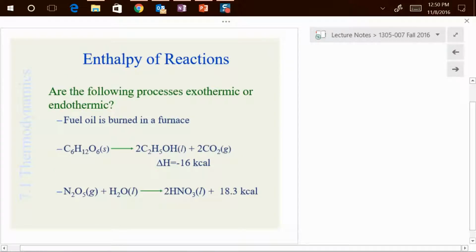Are the following processes exothermic or endothermic? So, fuel oil is burned in a furnace. It's exothermic. How do I know? It releases heat. That's exactly why. That's how I know. It's getting hotter. It's releasing energy. So if it's releasing energy, it's exothermic. How about this one?